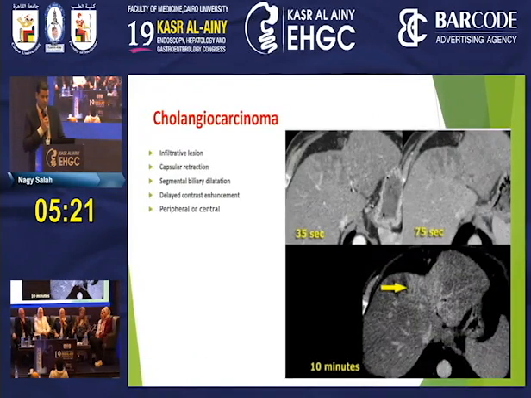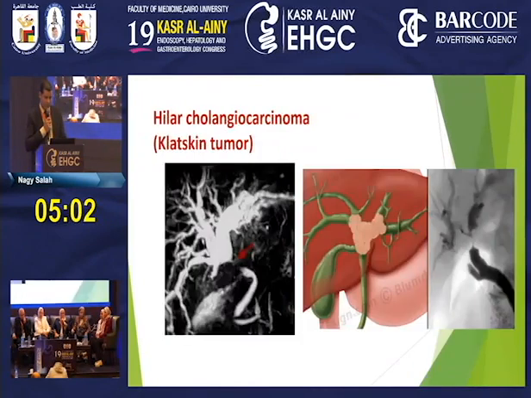Cholangiocarcinoma is an infiltrative lesion associated with capsular retraction, segmental biliary dilatation, and delayed contrast enhancement, either peripheral or central. Here it is in the anterior segment of the right lobe with capsular retraction, hypovascular, and associated with biliary dilatation.